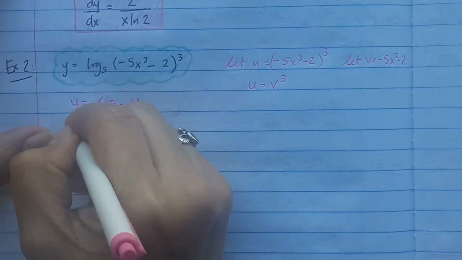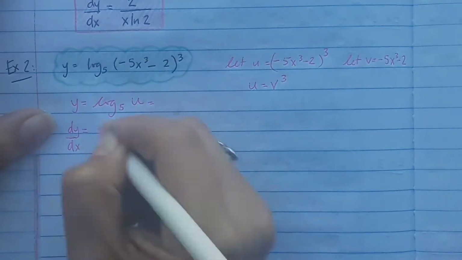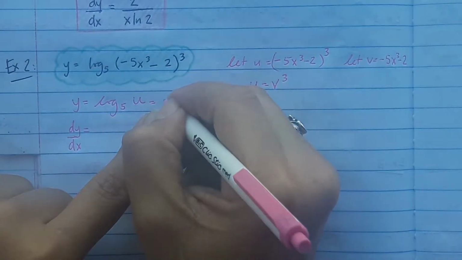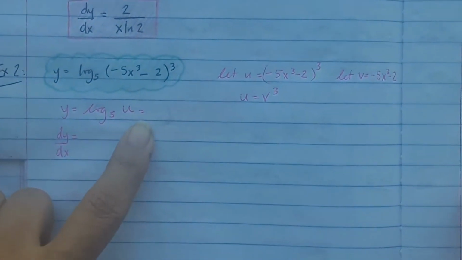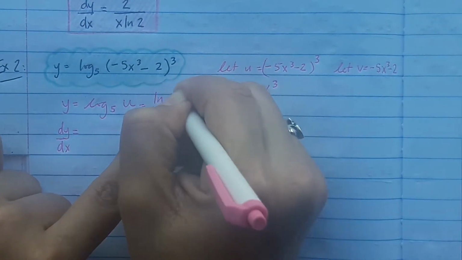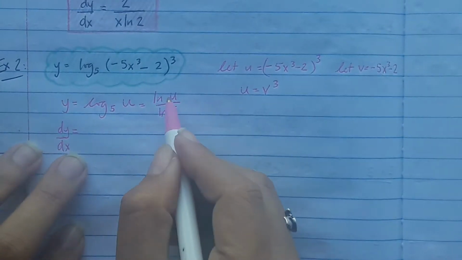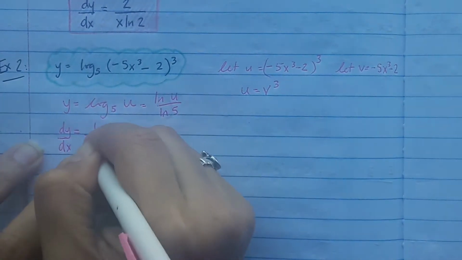First thing is we need to change the base. Changing the base is going to give us natural log of u over natural log of the base. Taking the derivative of that, I'm going to get 1 over u times log 5.